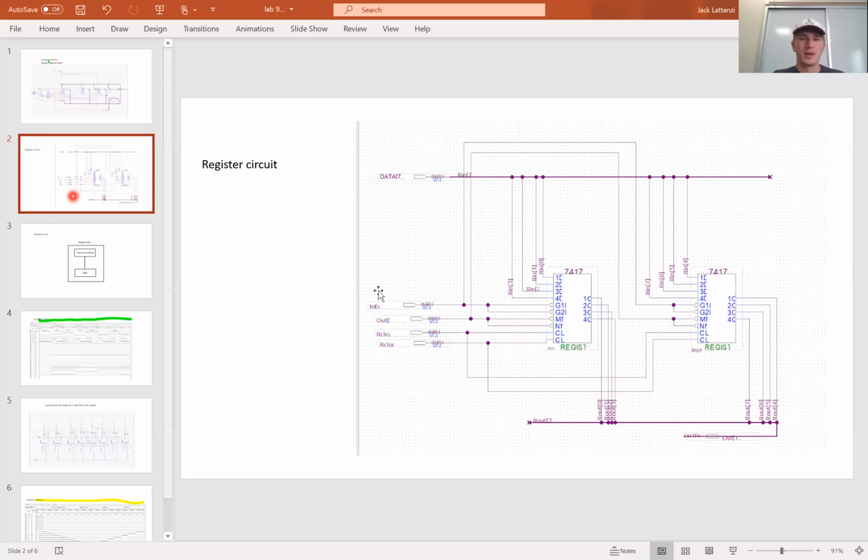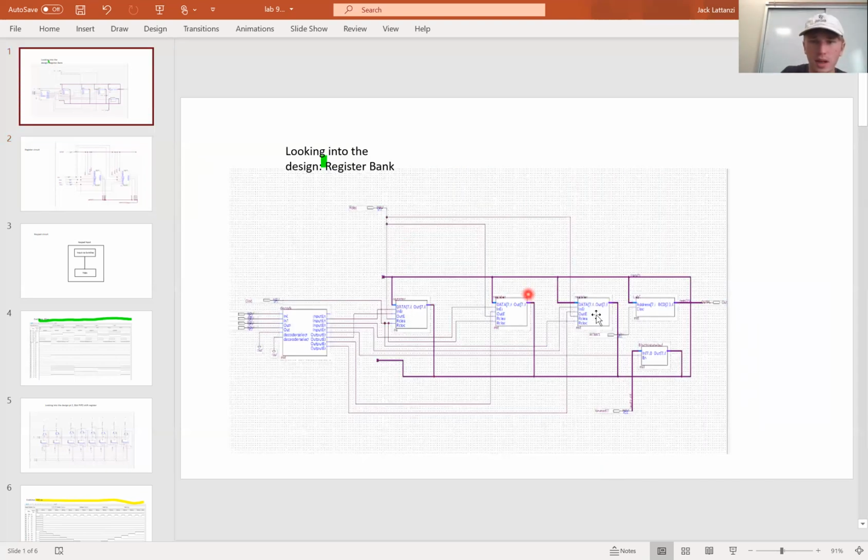Okay, so the way the registers work, here's the register circuit. There's 2 7417 registers given to us for this, and this is where we are connecting them to create an 8-bit register. You can see that the output and input enables are connected to both of these, so they are the same in this circuit, and it works as one. There's a data bus of 8 inputs and a data bus of 8 outputs. So that's how the register works. We use 3 of these in this design for the 3 registers to store data.